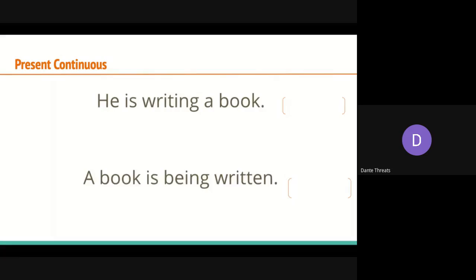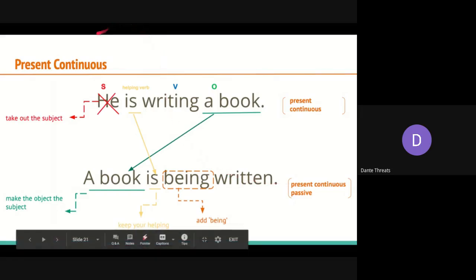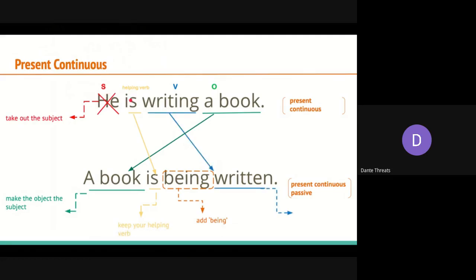Moving on to the present continuous. Again, he is writing a book. That is the present continuous. The book is being written. That is present continuous passive. So again, we take out the subject, make the object the subject, keep the helping verb, add being, okay, because it is continuous. We add being, and change the verb to the participle.